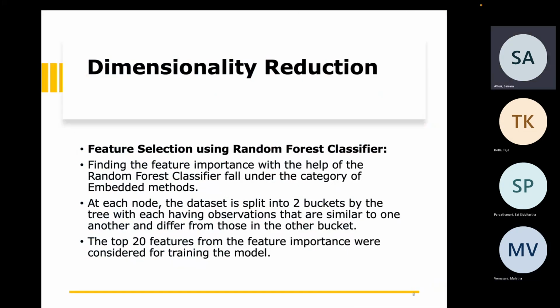Coming to dimensionality reduction. Feature selection using random forest classifier. Finding the feature importance with the help of the random forest classifier falls under the category of embedded methods. At each node, the dataset is split into two buckets by the tree, with each having observations that are similar to one another and differ from those in other buckets. The top 20 features from the feature importance were considered for training the model.